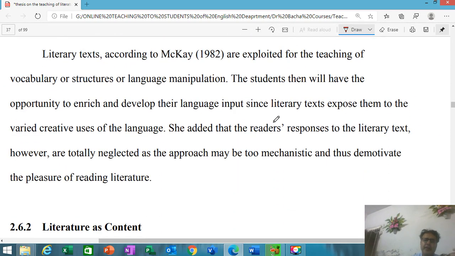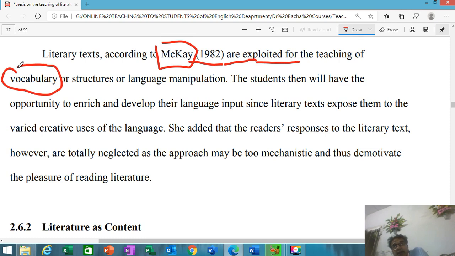All right. Literary texts, according to Mackay, I think a famous linguist, are exploited for the teaching of vocabulary. Such texts can have very good vocabulary as well. For example, if you take up the prose of Charles Lamb or Francis Bacon, you can have a very unusual sort of vocabulary there. For example, if you take Gulliver's Travels, such words have been actually invented by the writer Jonathan Swift, that will really amaze you and will obviously please you as well, because you are going to have a very fantastic vocabulary there.